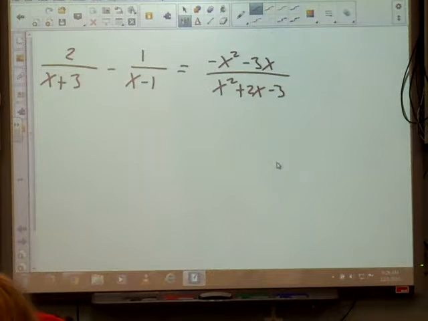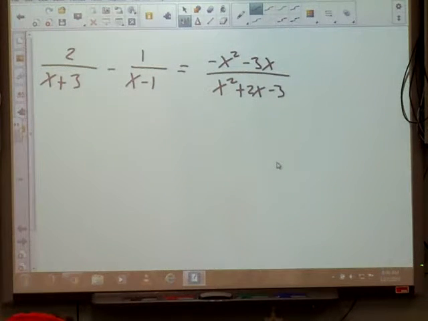Alright, this one we got 2 over x plus 3 minus 1 over x minus 1 equals negative x squared minus 3x over x squared plus 2x minus 3. Now, this one's not any more difficult. We're just going to have to attack it in a different way at the end, maybe. You should have a pretty good idea because the first 2 terms on the left are already factored, x plus 3 and x minus 1. So you should have a pretty good idea of what the last piece factors as.